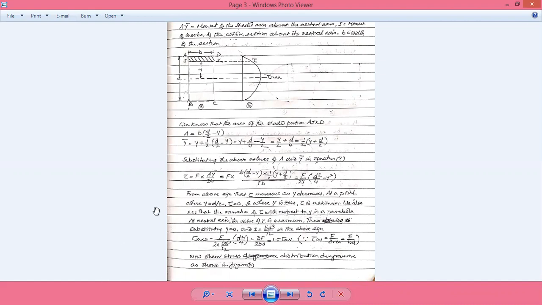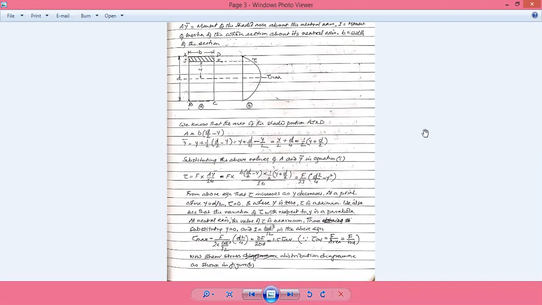Now we have got the value of A and y bar. We put in the value of the shear force F acting in that section, and the value of A, which is B into (D by 2 minus y), and the value of y bar, which is half into (y plus D by 2), divided by I and B. This gives F by 2I into (D square by 4 minus y square).